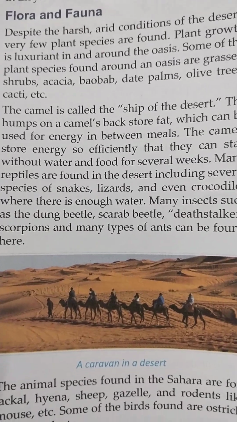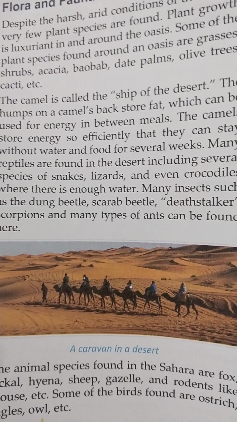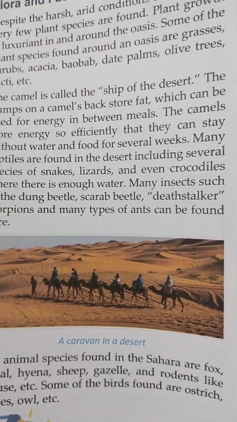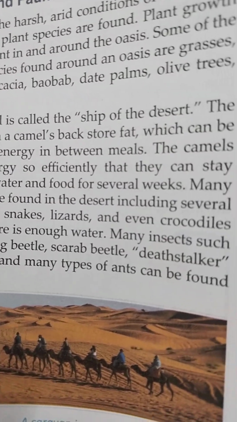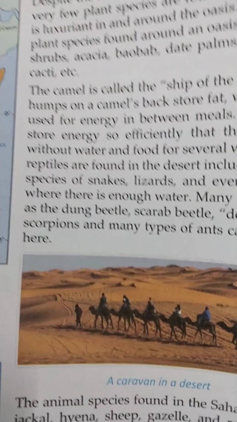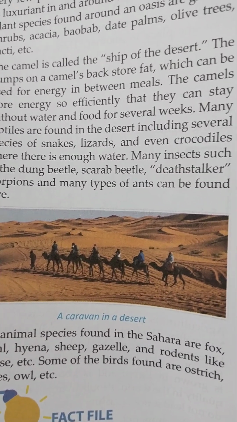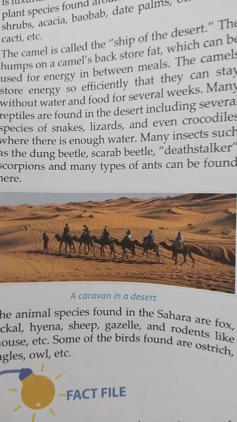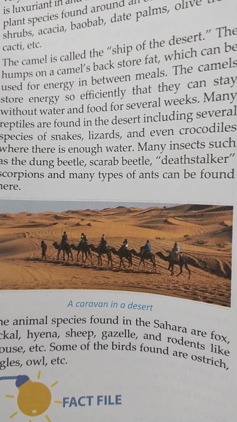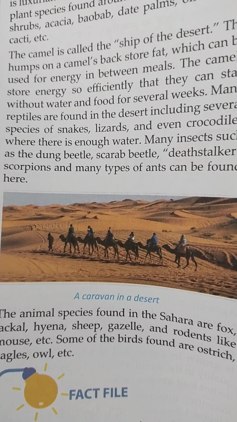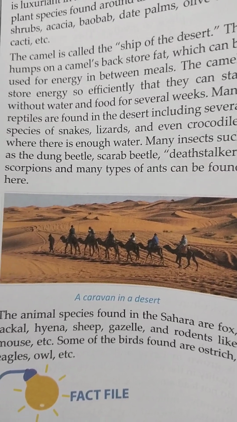The plants mostly grow in the areas around the oasis, and some plant species found near the oasis are grasses, shrubs, acacia, baobab, date palms, olive trees, cacti, etc. Now the camel, as we know, is known as the ship of the desert. Camels store fat in their hump, which they use as energy between their meals. Children, we know that camels can stay without water for several weeks.